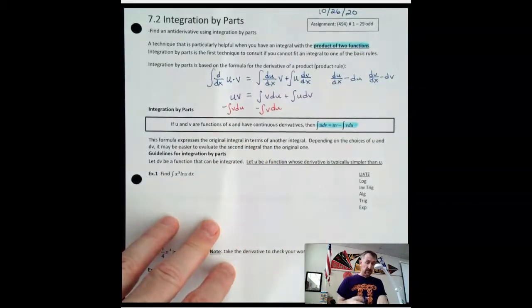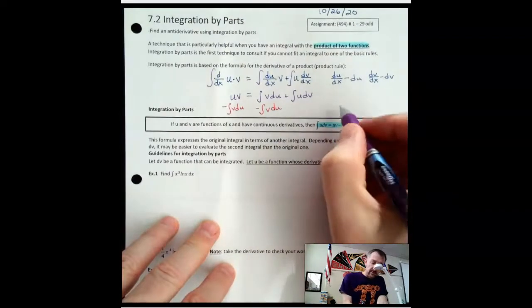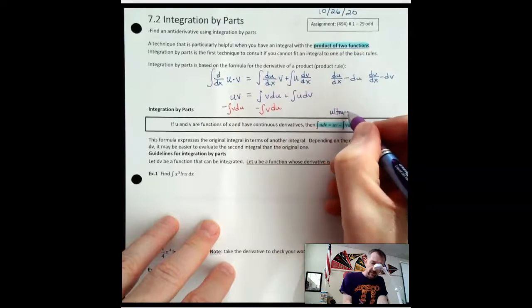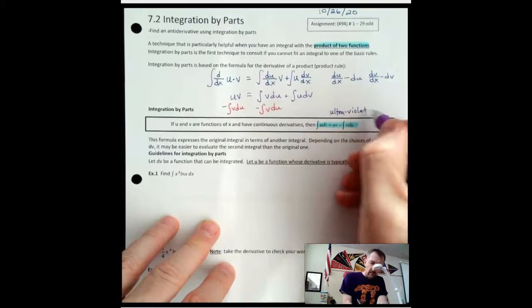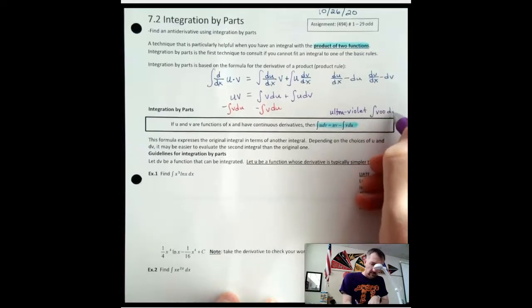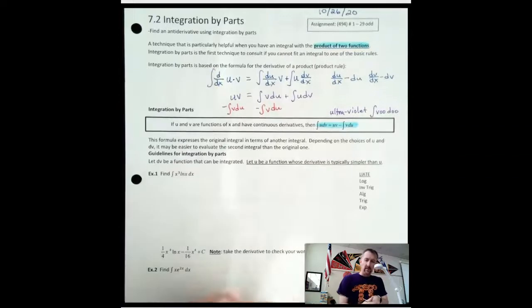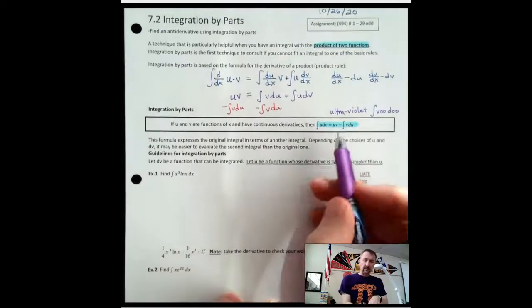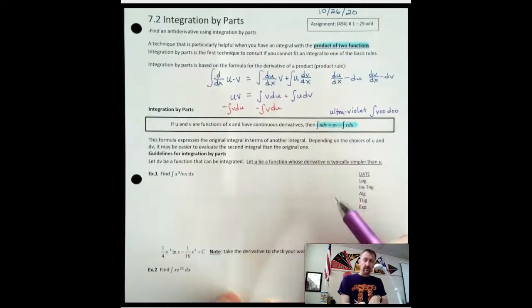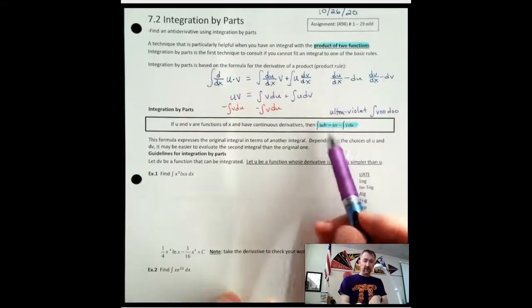One way to remember that, I just heard it this summer, was "ultraviolet voodoo." Ultraviolet voodoo. How do you spell voodoo? I guess I could have looked that up. So ultraviolet and then voodoo, v du. So if you need help memorizing that.